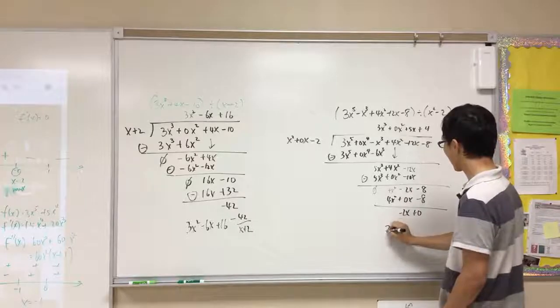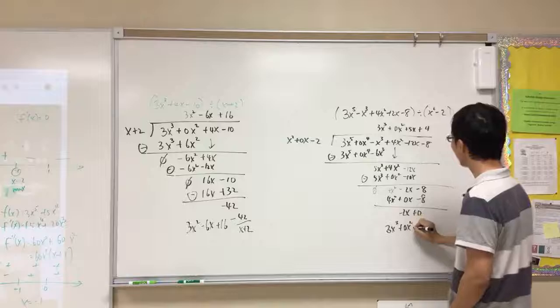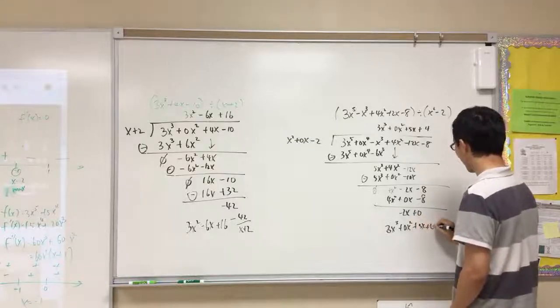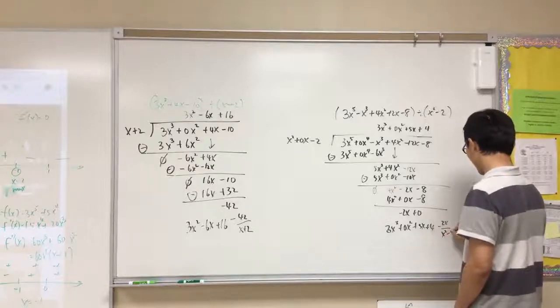So then your answer is going to be 3x to the 3rd plus 0x squared plus 5x plus 4 minus 2x over x squared minus 2.